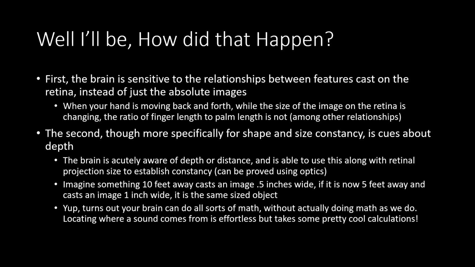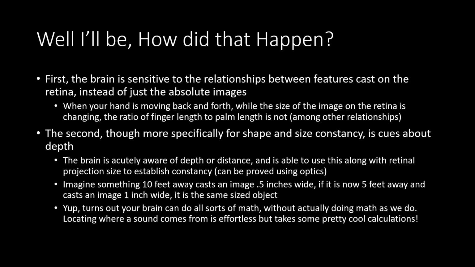And then if the object is now only 5 feet away and it casts an image on the retina that's double the size, multiplying both sets of these will give you the same product. I'll get 5 by multiplying 10 and 0.5. I'll also get 5 from multiplying 5 with the 1 inch. And this is a way in which your brain is able to compensate for different viewing angles. And as surprising as this may be, your brain is able to do all sorts of math.